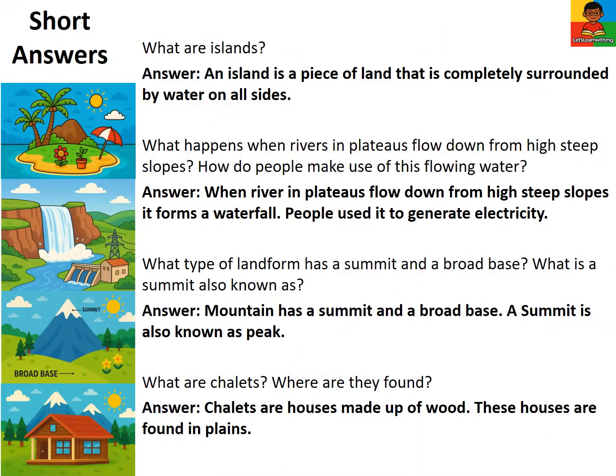Let's continue. What are islands? An island is a piece of land that is completely surrounded by water on all sides. What happens when rivers and plateaus flow down from high, steep slopes? They form waterfalls, and people use this flowing water to generate electricity. What type of landform has a summit and a broad base? A mountain. A summit is also known as a peak. What are chalets and where are they found? Chalets are houses made of wood and are found in plains.